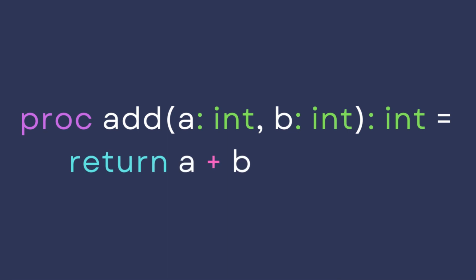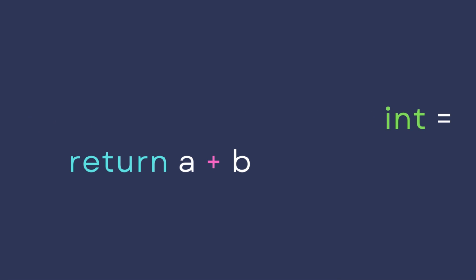In this example, the add procedure takes two arguments, a and b, both of type int. The int after the argument list specifies that the procedure should return an integer. Inside the procedure, we simply add a and b and return the result.